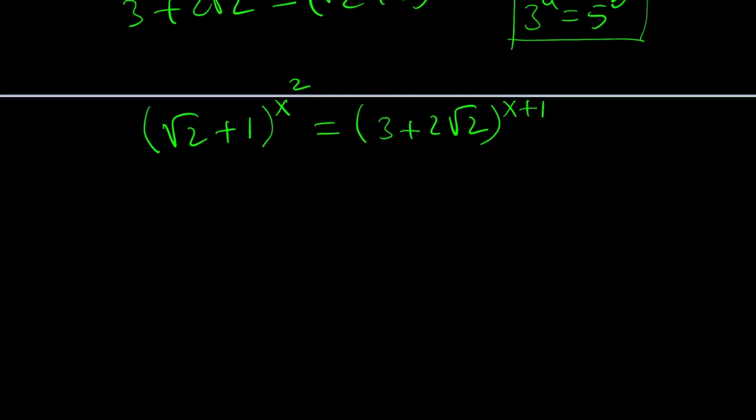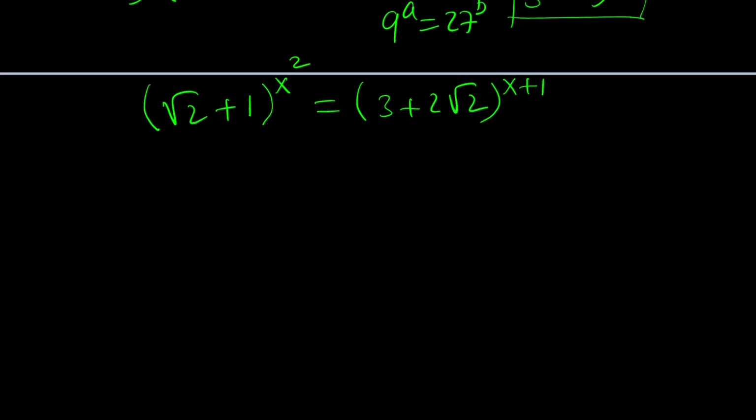But here we have another idea because the bases are not just different, but they're related, like this. Imagine you had a problem like this: 9 to the power a equals 27 to the power b. In this case, 9 and 27 are different, but they are related because they're both powers of 3. You get the idea? So here's what we're going to do now.